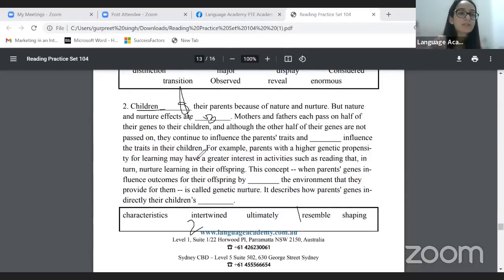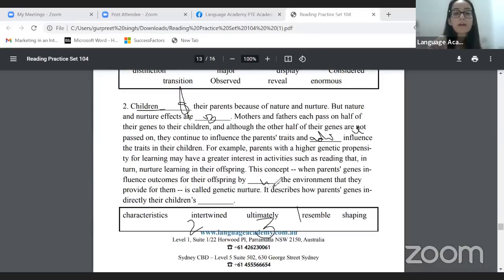The sentence is absolutely complete, so we need an adverb because influence is a verb. How many adverbs do we have? Only one: ultimately, influence the traits in children. For example, parents with a higher genetic propensity for learning may have a greater interest in activities such as reading that in turn nurture learning in their offspring. This concept, when parents' genes influence outcomes for their offspring by dash the environment that they provide for them.